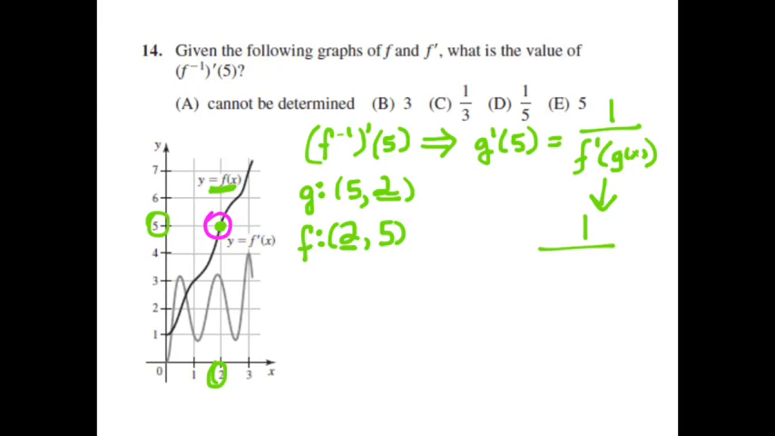In order to get my derivative, I need to find 1 over f prime of 2. Because if I want the derivative of g at 5, I need to find the derivative of f at 2, at the other coordinate. To find that value, I'm going to go to my f prime graph. Again, we are looking here at 2. If I go up to the f prime graph, that corresponds to that point right there, which is 3. And so f prime of 2 is 3, and my derivative is 1 over 3, corresponding to answer choice C.